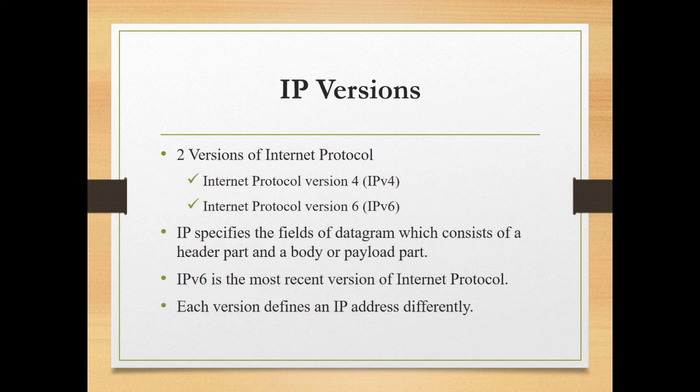IP versions. The two major versions of Internet Protocol are IP version 4 and IP version 6. IP specifies the fields of a datagram, which consists of a header part and a body part. IP version 6 is the most recent version of the Internet Protocol. Each version defines an IP address differently.